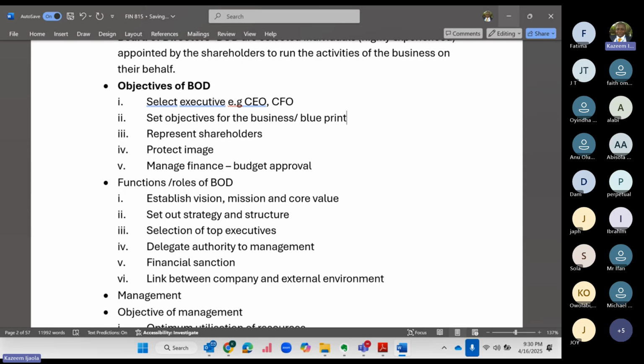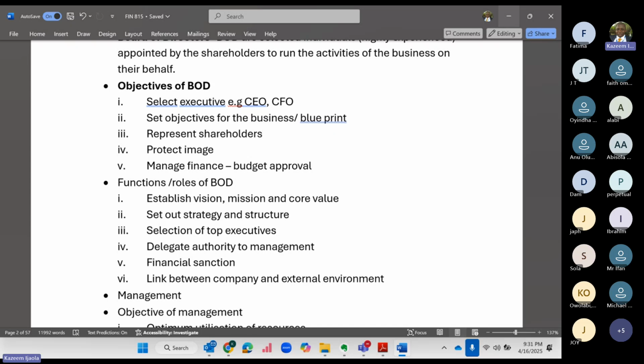They set these things for the business. Then number three is that they represent shareholders. Okay, it is the directors that represent the shareholders too, because all the shareholders cannot be available. It is the directors that afterwards represent them.